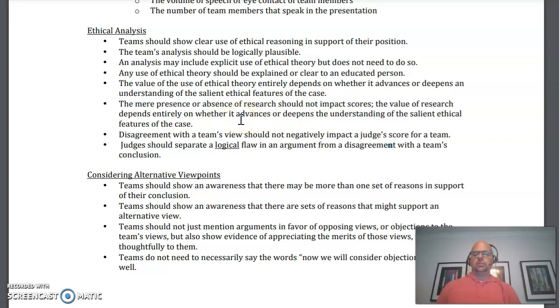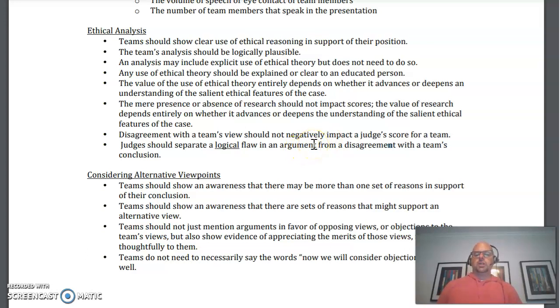Another component that often gets discussed under ethical analysis is the idea of research. So the mere presence or absence of research should not impact scores. The value of research depends entirely on whether it advances or deepens the understanding of the salient ethical features of the case. So sometimes a team will have a lot of facts that they might bring into the case. If those facts help deepen the understanding of the analysis, that can be extremely valuable. If it seems like white noise, then they shouldn't be credited simply for having done a bunch of research. But of course, there are times where research would substantively help a discussion, and so judges should take that into consideration.